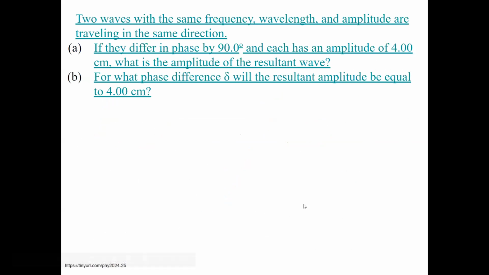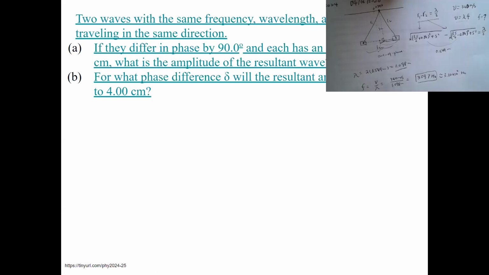All right, now let's take a look at the second example of the day. It says two waves with the same frequency, wavelength, and amplitude are traveling in the same direction. If they differ in phase by 90 degrees, so that little delta is equal to 90 degrees, and each has an amplitude of 4, so A is equal to 4, what's the amplitude of the resultant wave?